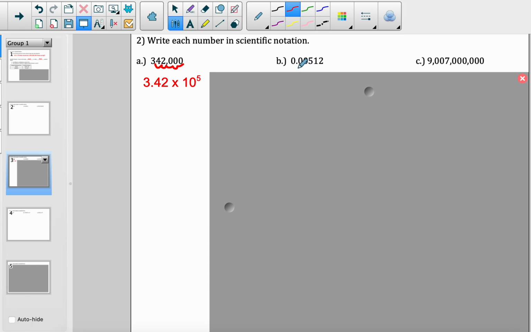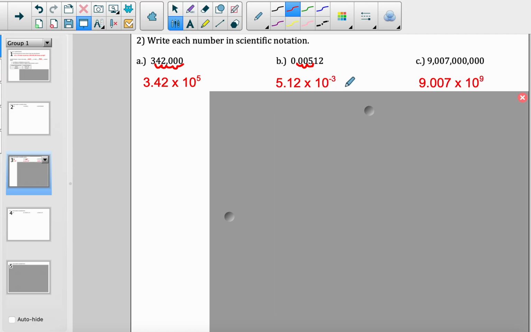Same idea here. We have a number that is too small to be in scientific notation. We need that coefficient to be between 1 and 10. So we're going to move this decimal place to the right 1, 2, 3 spots. And so we're going to have 5.12 times 10 to the negative third.